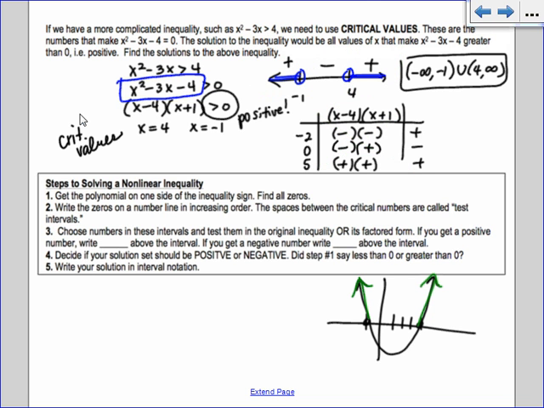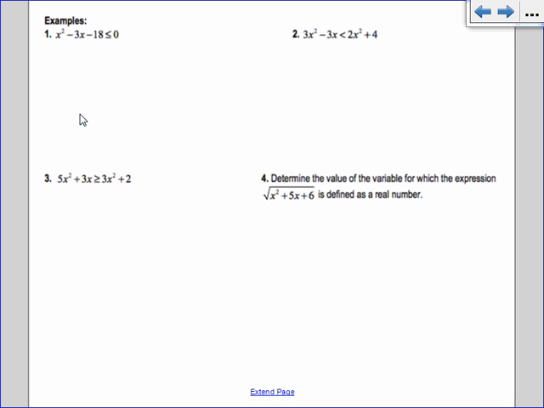All right. So it says steps to solving a nonlinear inequality. Get the polynomial on one side of the inequality sign, find all of the zeros, and write the zeros on the number line in the order that they should be in. The spaces between the critical numbers are called test intervals. So you want to pick a number in those test intervals. Test them in the original inequality or in its factored form. Factored form is usually easier. If you get a positive number, write plus above. If you get a negative number, write minus above. Decide if your solution should be positive or negative, right? If it's positive, shade all the places where you had plus. If it's negative, shade all the places where you had minus. Yeah, if it's equal to, then you fill them in, right?